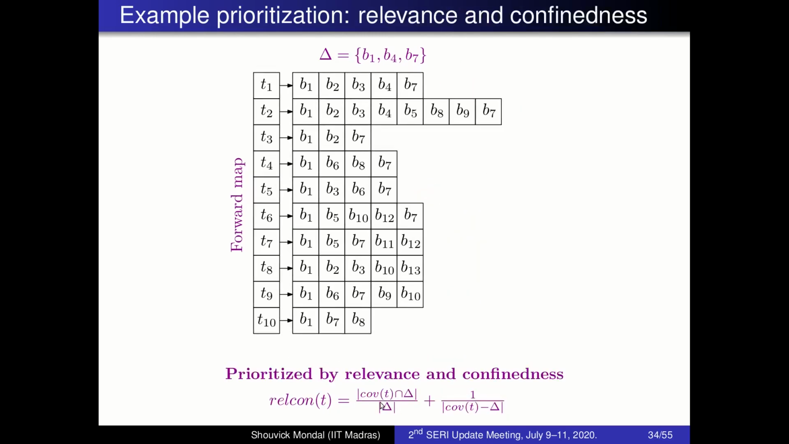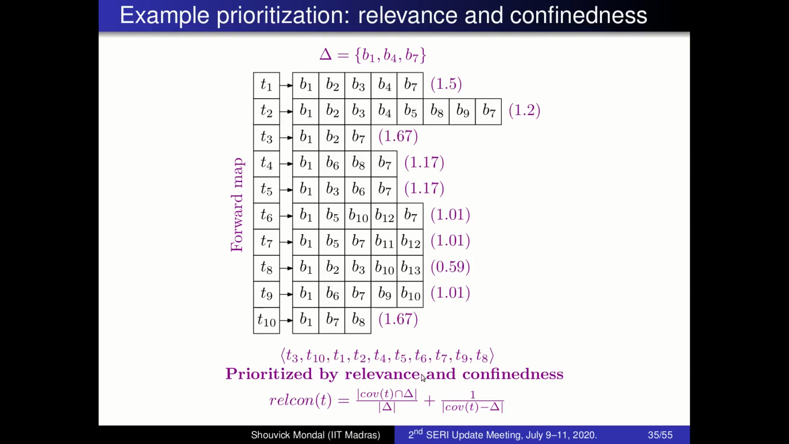So we normalize the relevance. These two are still 1 and 4, relevance and confinedness. This is given much more priority, 1.5 and 1.17. So even if it covers 2 extra blocks, this one covers all of the affected blocks, as opposed to this 1 and 7, which covers only 2 affected blocks.